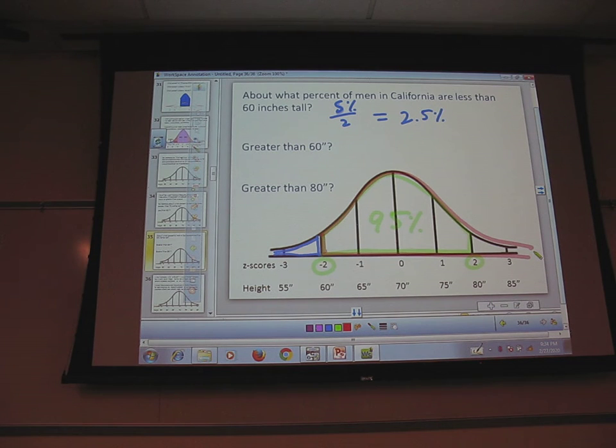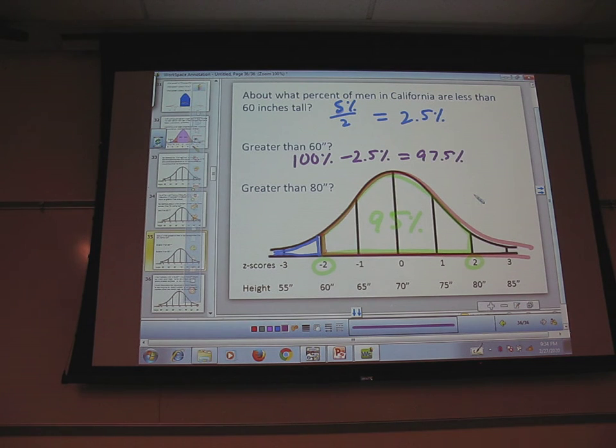Who has one way of finding it? Okay, so you just take everything lower and subtract it, so it's 100 minus 2.5, which is 97.5. She said the whole thing has to equal 100%. Do you guys see what I'm saying? The whole thing has to equal 100%. So the red part plus the blue part, less than 60 plus greater than 60, better equal 100%. So 100% minus 2.5% is 97.5%.